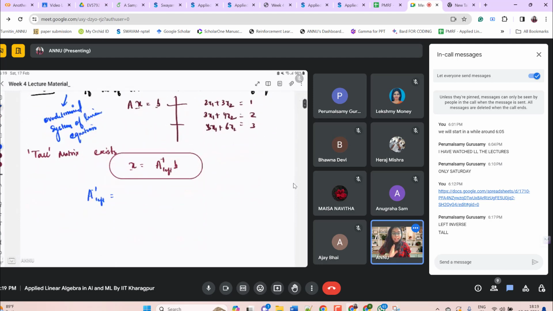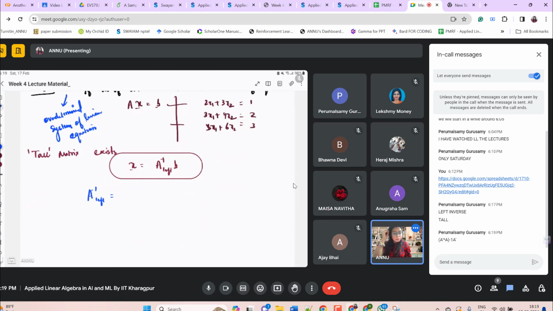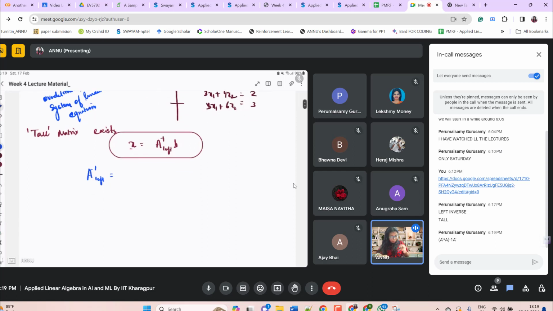What is the formula for calculating left inverse? It was there. Oh, very good. A transpose A, the whole inverse, is A transpose. So I'll tell what that is. This is actually (A transpose A) whole inverse into A transpose.